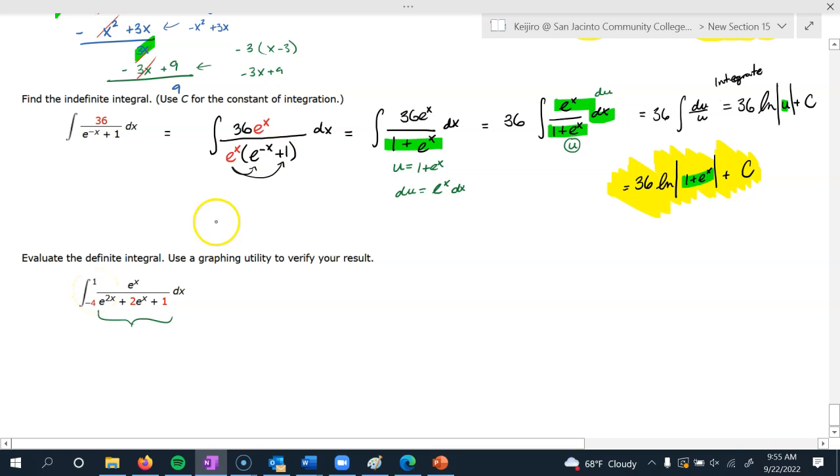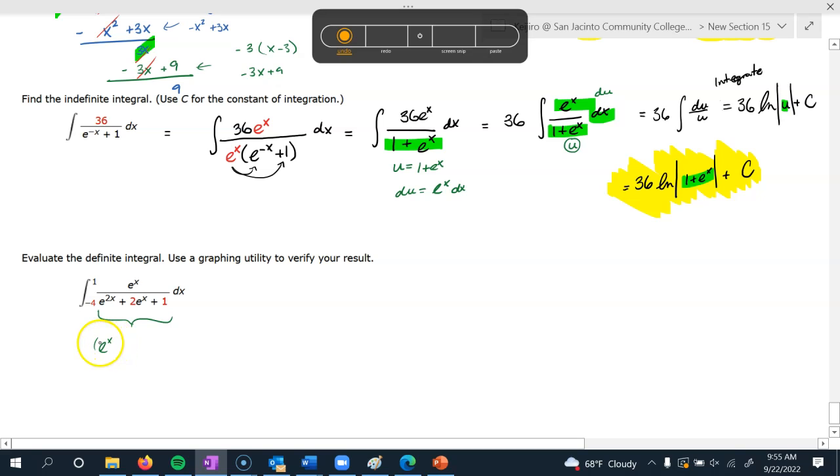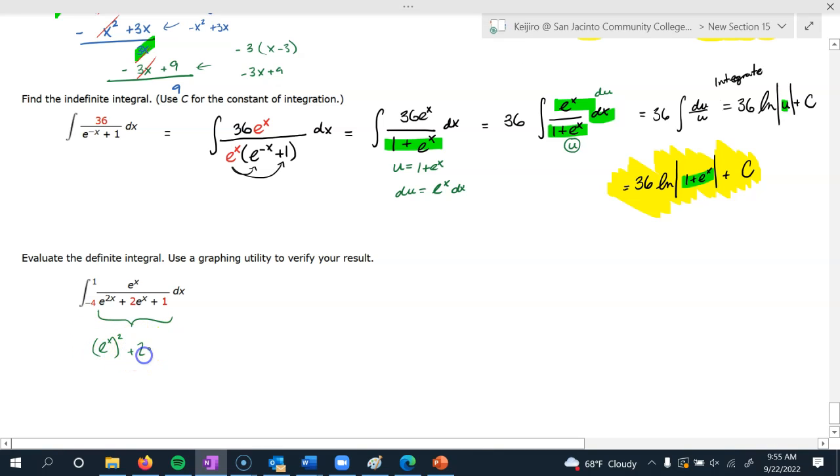One thing you might notice is that, first of all, e to the 2x is going to be e to the x that's being squared, like e to the x times e to the x. That's how you get e to the 2x. So you might recognize this as, we'll say this first, e to the x squared plus 2 times e to the x, I'm just going to put parentheses on here, plus 1.